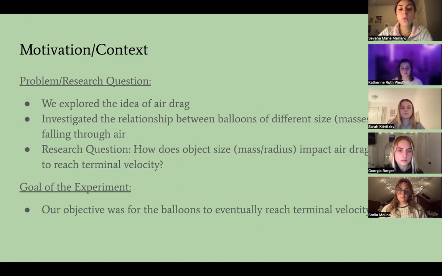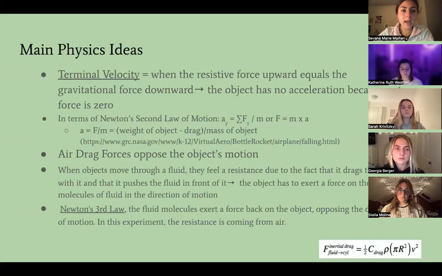So our objective was for the balloons to eventually reach a terminal velocity. This occurs when the resistive force upwards equals the gravitational force downwards. So thus the object has no acceleration, net force is 0, and velocity is constant. We also have Newton's second law of motion happening here.